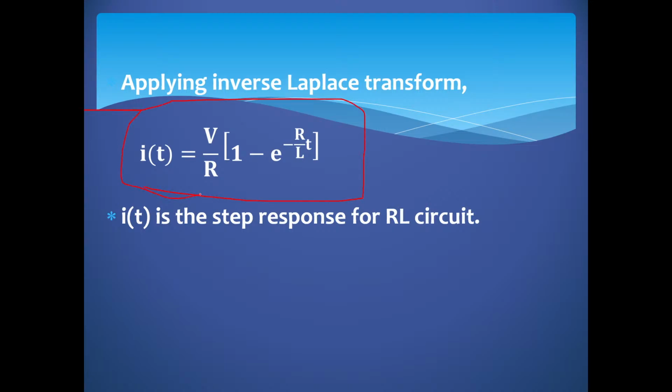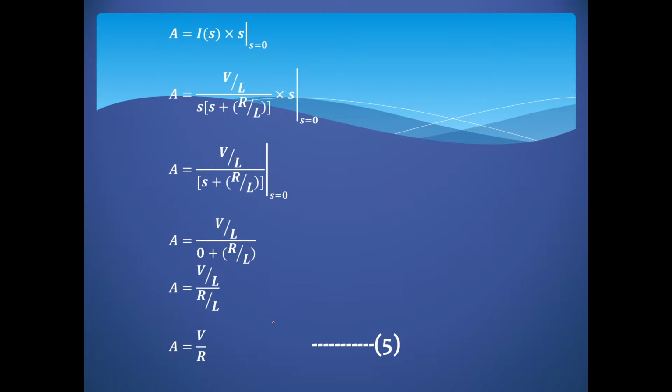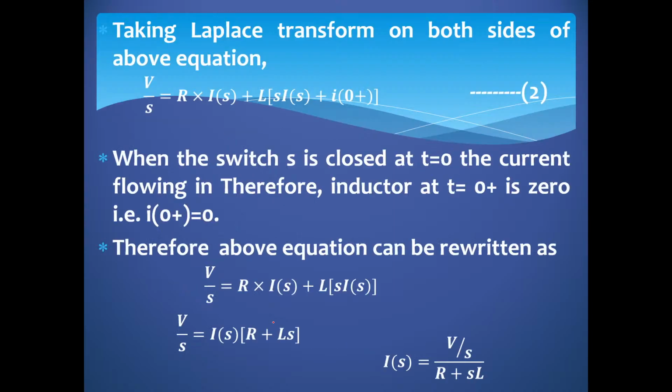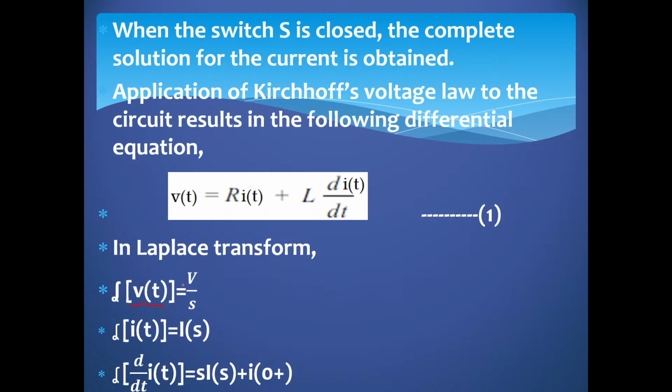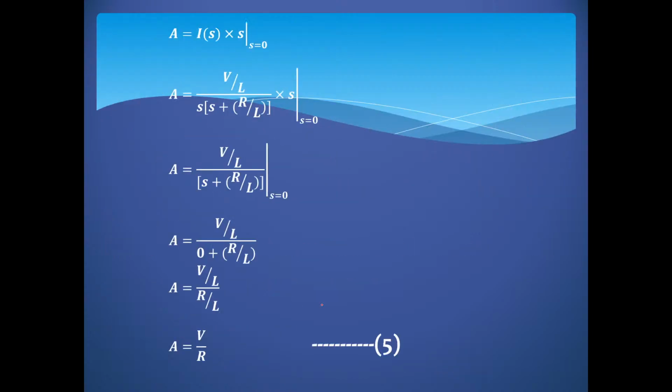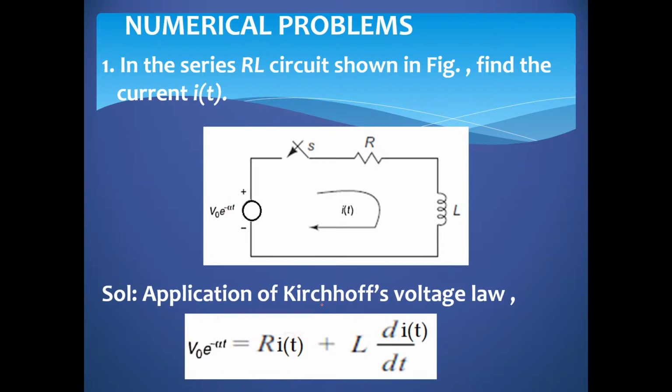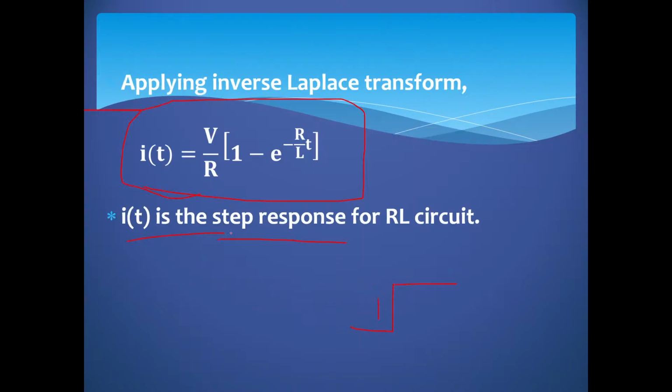This is the solution for this step response. Step response I have already told you. Unit step in, you are given DC input here. So I am considering input as step input. That's why, if you remember, Laplace of V of t you have written as V by S. So this is the solution of RL circuit in Laplace form.